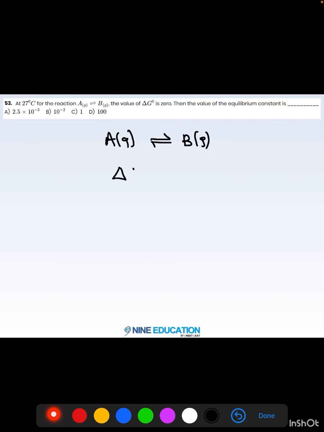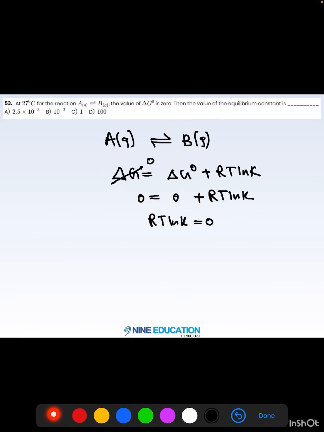So the Gibbs free energy relation will be delta G equal to delta G naught plus RT ln K. Now delta G, we are talking about equilibrium. At equilibrium the value of delta G will be 0. Also they have given delta G naught as 0. So 0 plus RT ln K, which simply tells you RT ln K will be equal to 0. That means ln K would also be 0, and the value of K should be simply equal to 1. So option C should be the correct answer here.